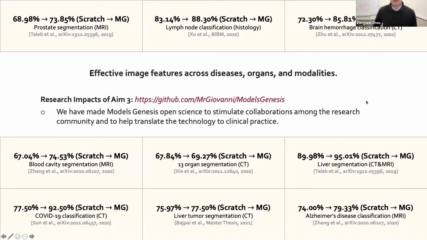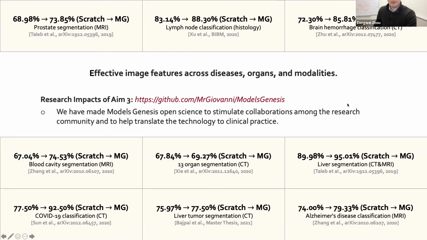We make the development of Models Genesis open science as well, and invite researchers around the world to contribute to this effort. Again, these results are produced by other research groups, not by us, who used our released code and models. By fine-tuning our Models Genesis, MG here, it can achieve significant performance gain in many other applications, both in disease segmentation and classification.